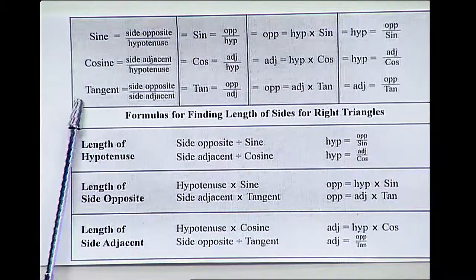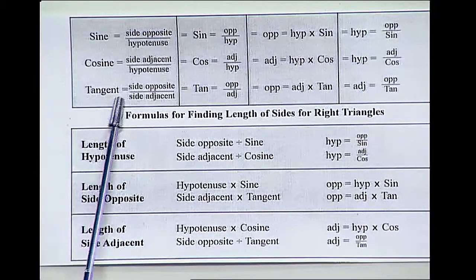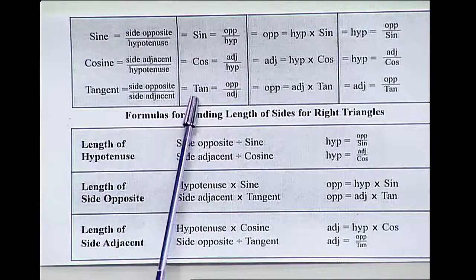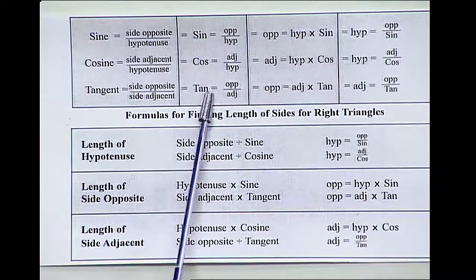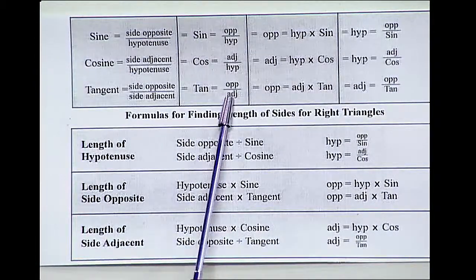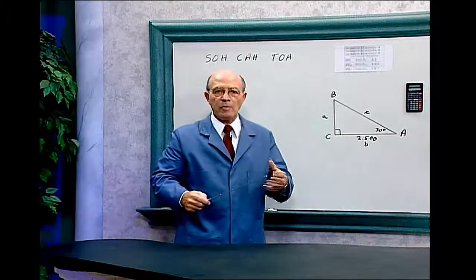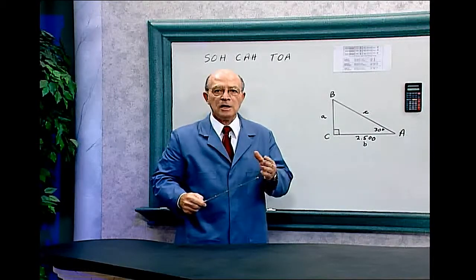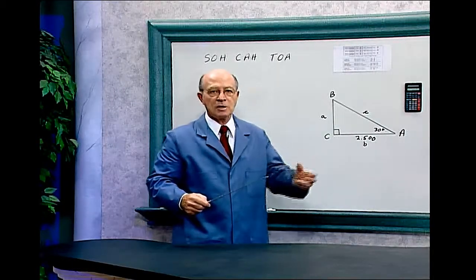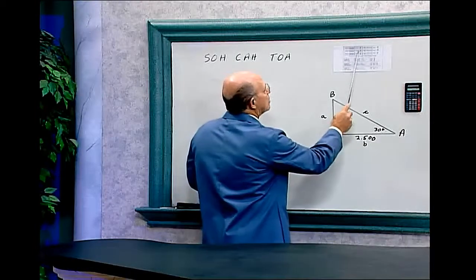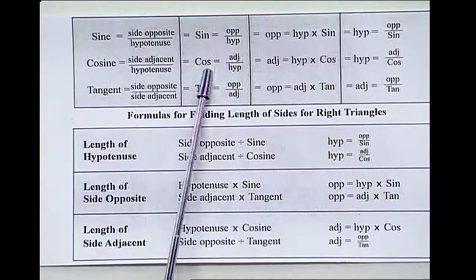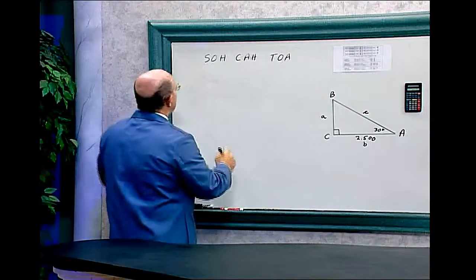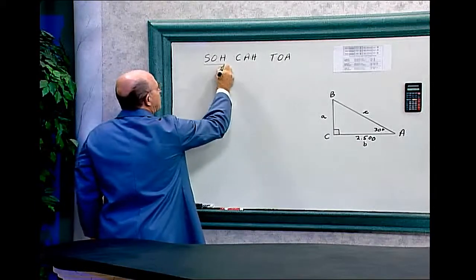And TOA means tangent equals side opposite divided by side adjacent. And here's the TOA, T-O-A: tangent equals opposite divided by adjacent. With these three formulas, by using algebraic skills, you can find the necessary formulas to find the unknown sides. And it's these three right here, SOHCAHTOA. Now let's go over here and just do this one first.